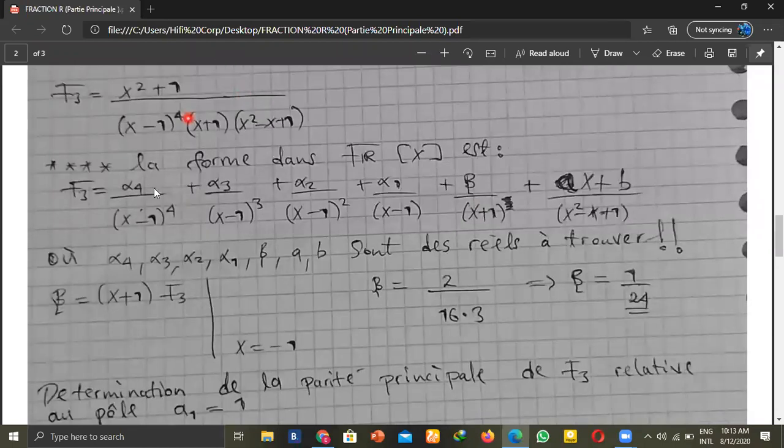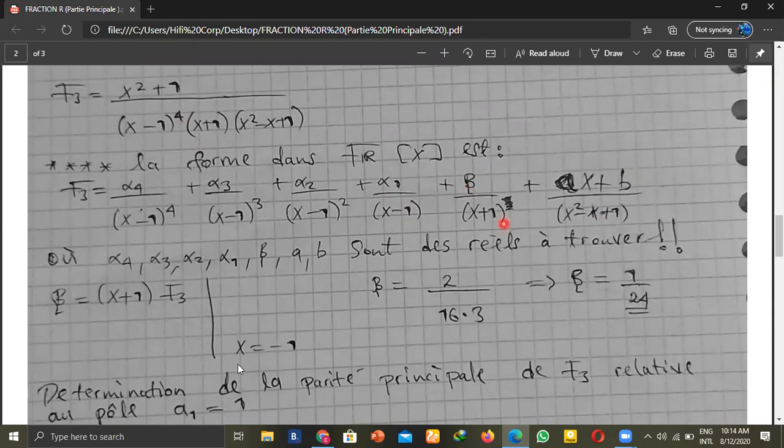When you multiply it to the other side, x plus 1 is not going to cancel with this. X plus 1 is going to cancel with this, so we just have the beta here.